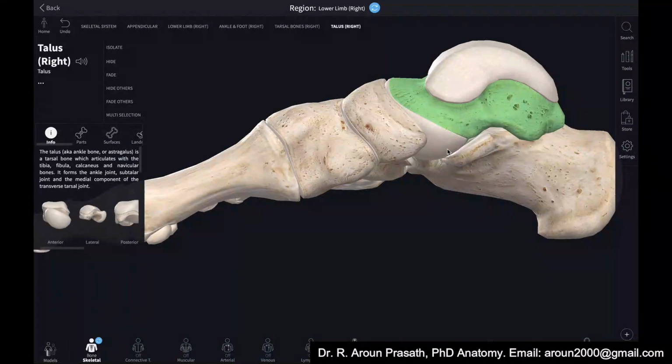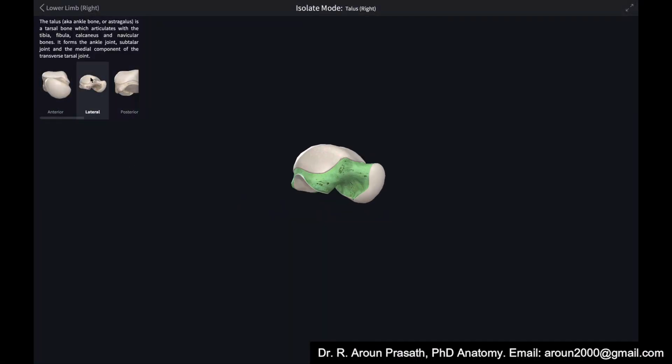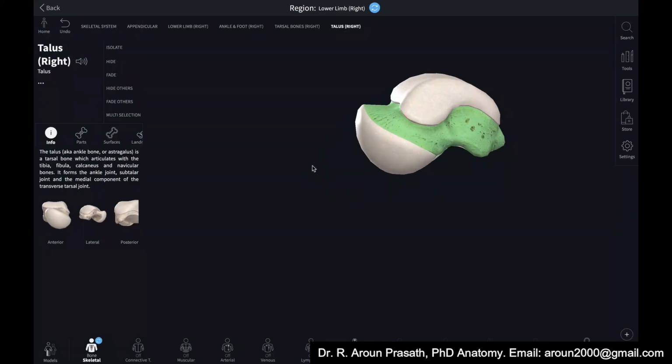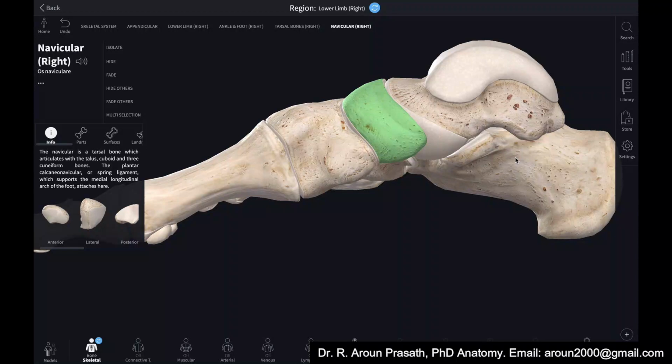So coming to this, the first tarsal bone is the talus bone. This is the anterior view, lateral view, and the posterior view. If you look at the anterior superior aspect, the tibia comes and lands on the talus. This is the lateral view, and it articulates with other tarsal bones: posteriorly with the calcaneum, and anteriorly with the navicular bone. So I will show you. This is the navicular bone and this is the calcaneum bone.